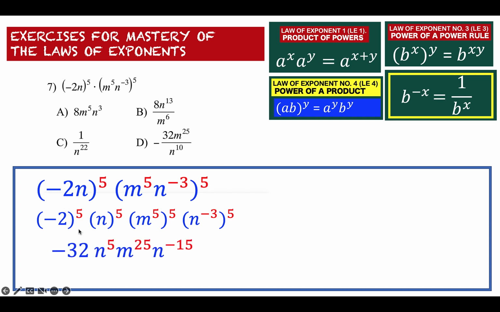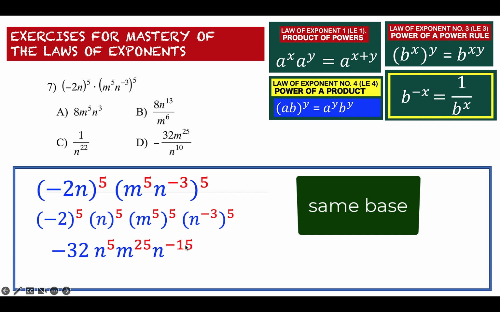Then, negative 2 to the 5th equals negative 32, copy n to the 5th. Here he will use law of exponent number 3. Multiply 5 times 5 to get 25. Then here, negative 3 times 5, negative 15. Then here, you will see that we have n to the 5th and n to negative 15.